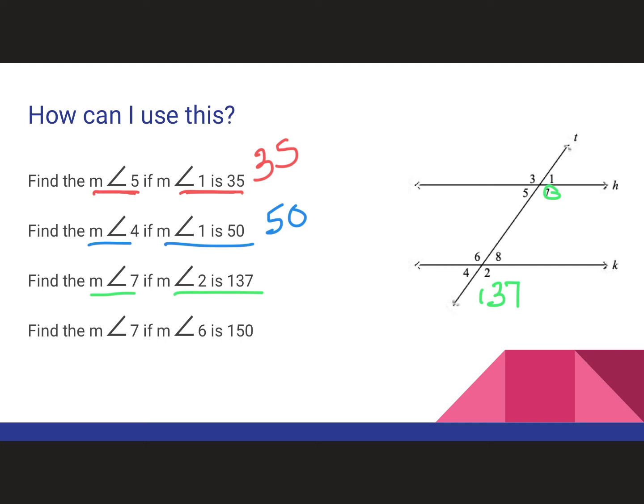So let's think about that. Angle 2 and angle 7 are corresponding angles. Well, we said corresponding angles have the same measure. So then angle 7 would also be 137.